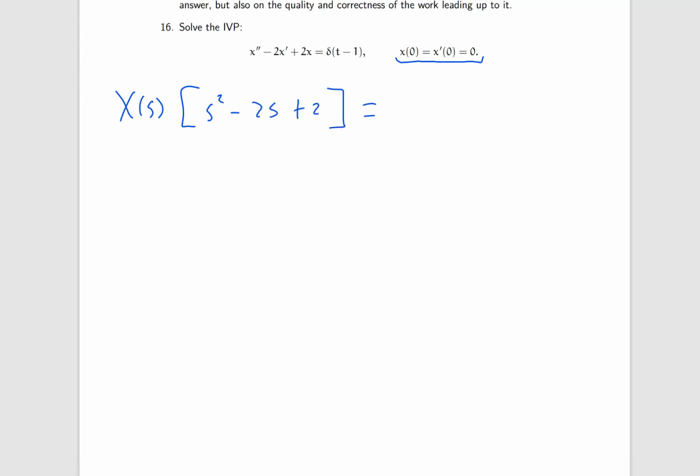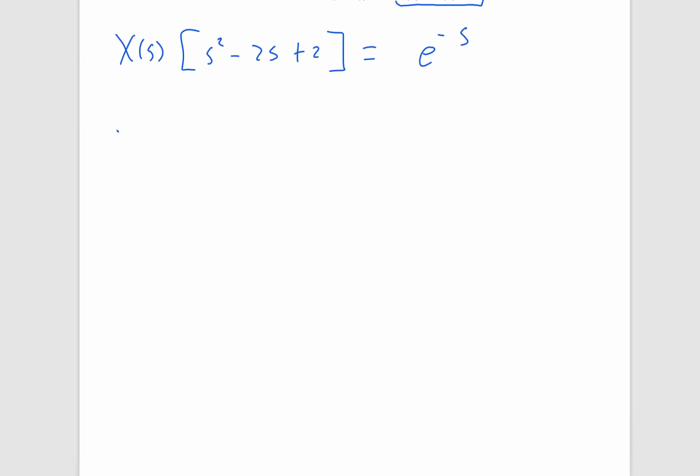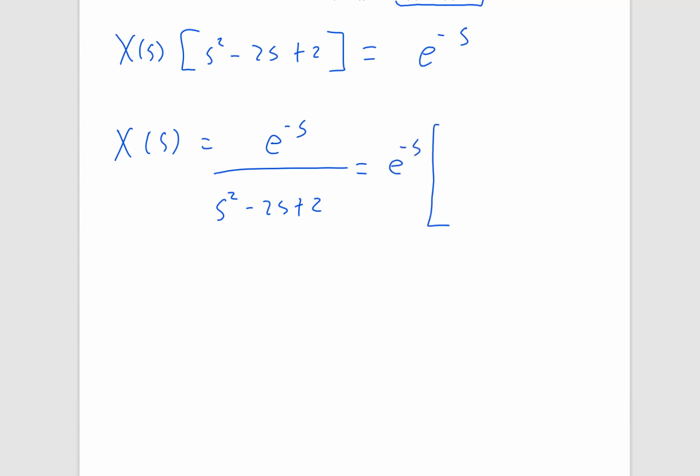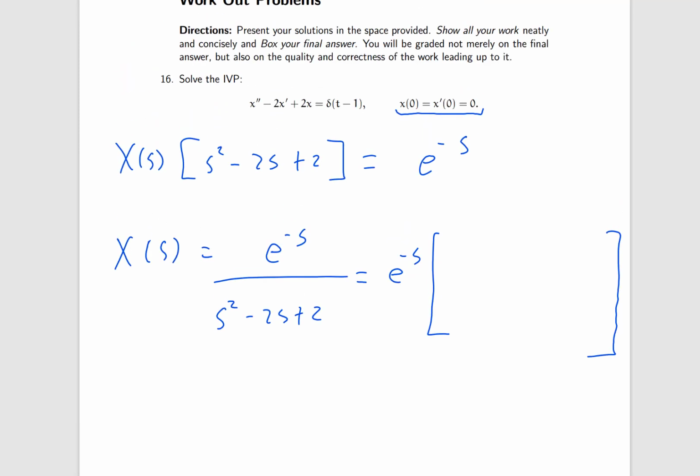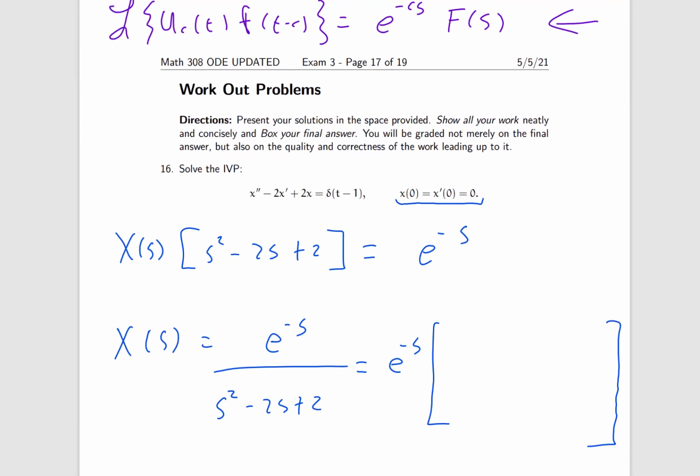And on the right hand side, well, the Laplace transform of delta of t minus 1 is e to the minus s. And so this tells us that x of s is equal to e to the minus s over s squared minus 2s plus 2. And now there's two things we're going to do. Remember, we want to write this as e to the minus s times something because of the identity up here.